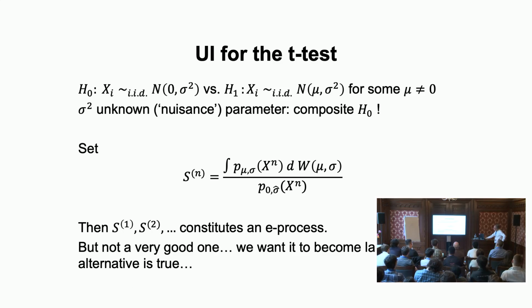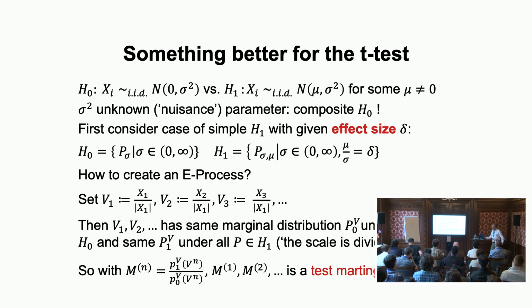So now if we do this for the t-test, again, this is our null. Sigma squared is unknown, and these are the alternative. So we set this and we divide by this, and you have an e-process, but it's not a very good one. It will typically not get very large if the alternative is true, which is what we want. So for the t-test, we can do something better.